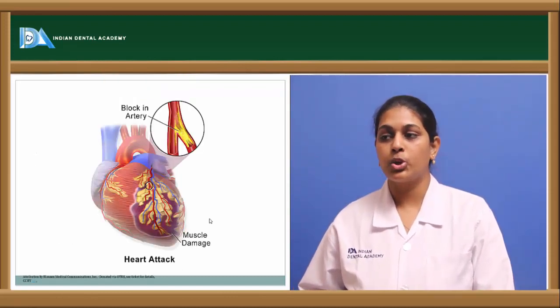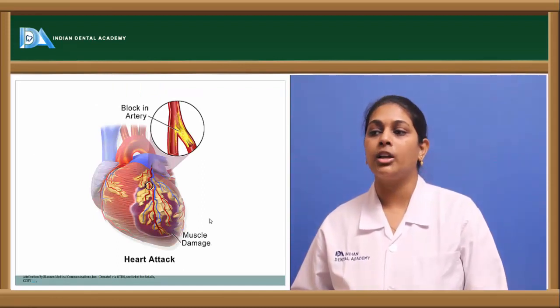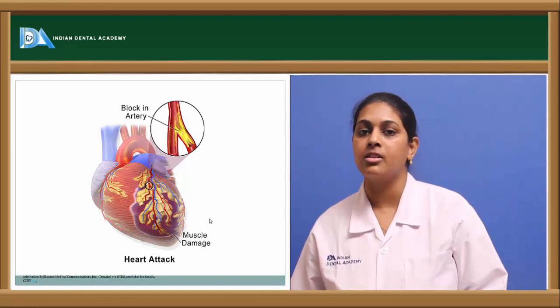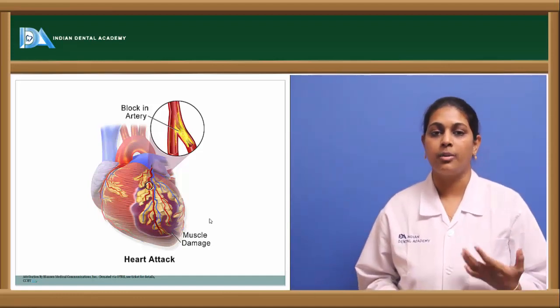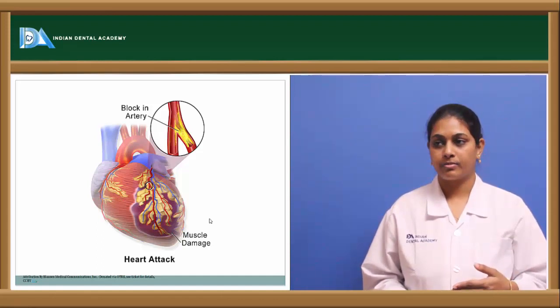So this is a picture showing a heart attack. Why does a patient have a heart attack? Because of a block in an artery, which obstructs the blood flow and finally results in damage to the cardiac muscle, resulting in a heart attack.